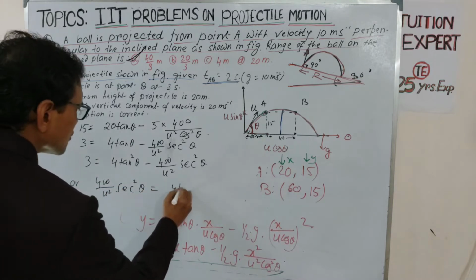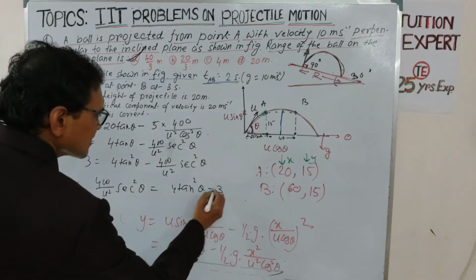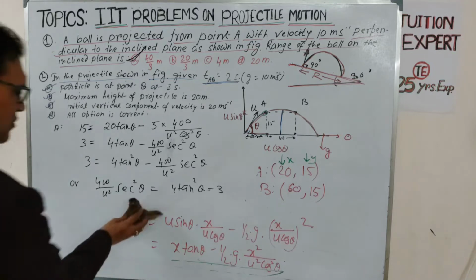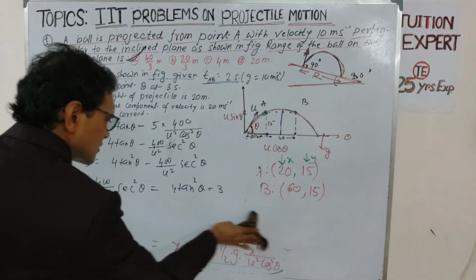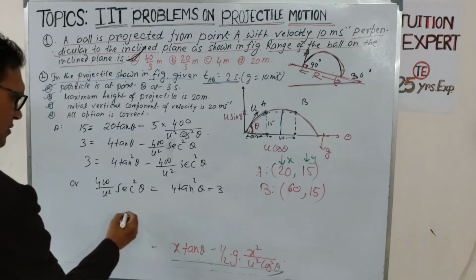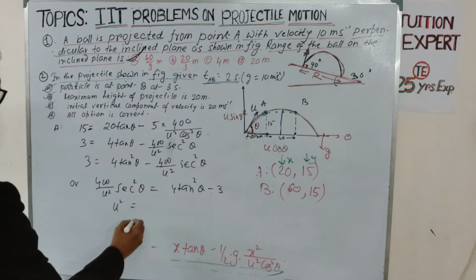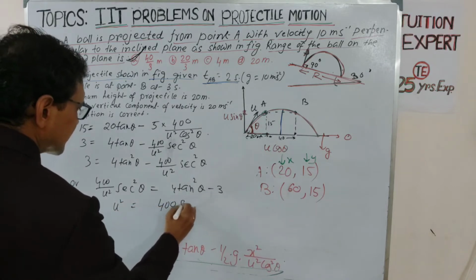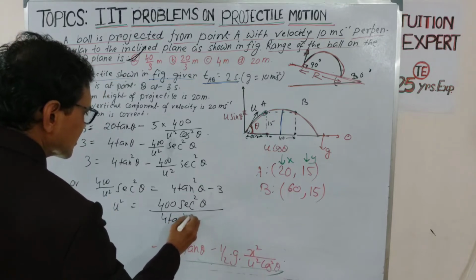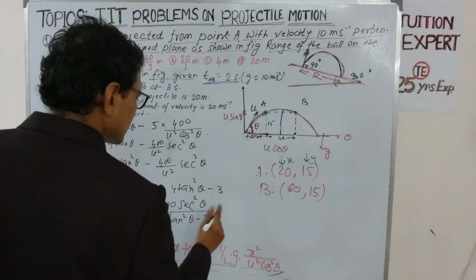So u square equal to 400 sec square theta by 4 tan theta minus 3. This is one equation.